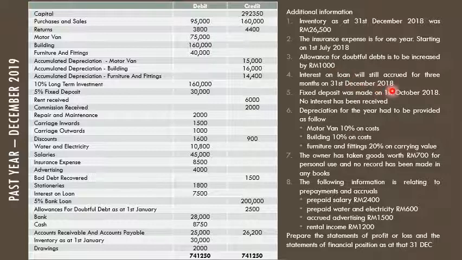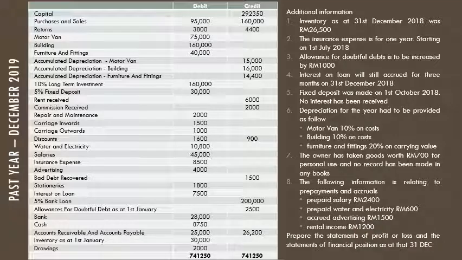Okay, interest on loan will still accrue for 3 months. So this is accrued expense. Fixed deposit was made on 1st October. This is accrued interest revenue. This is depreciation, cost on carrying value. The words on carrying value mean that is the reducing balance method. On cost is the straight line method. So this is drawings. This is prepaid and the others.